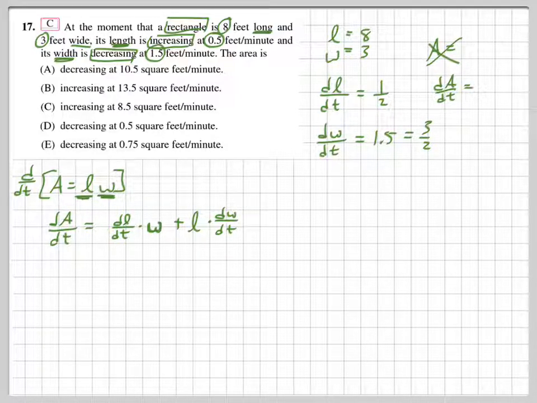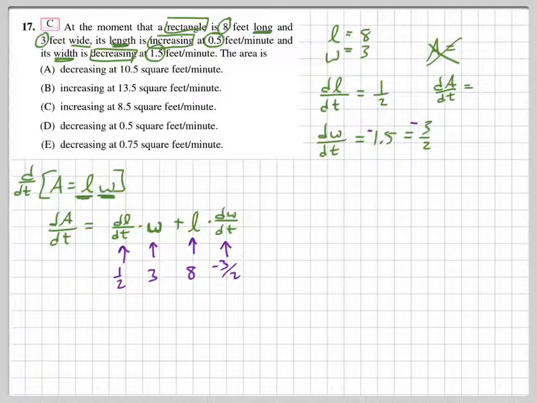Okay. All right, so now to find dA over dt, I've got to plug in all of those other numbers that I know, and we already wrote them all out. So for dL over dt, we're going to plug in 1/2. For the W, we're going to plug in 3. For the L, we're going to plug in 8. And for dW over dt, I didn't write negative on that guy. I remember it was supposed to be decreasing, so it's negative 3 over 2. And I have to multiply.